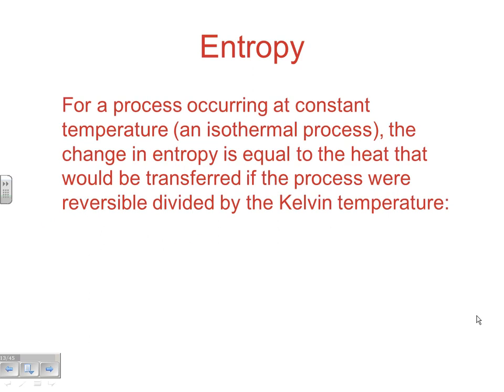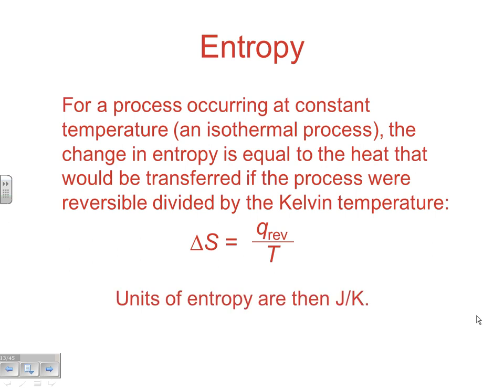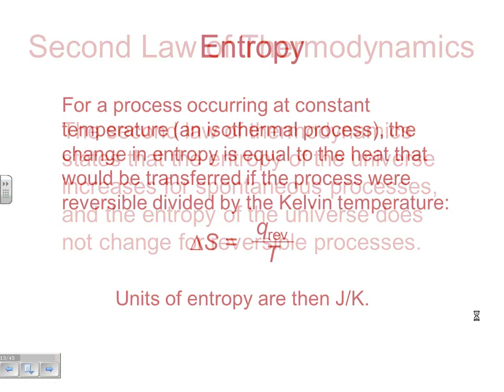For a process occurring at a constant temperature, which is known as isothermal, the change in entropy is equal to the heat that would be transferred if the process were reversed, divided by the Kelvin temperature. Remember what Clausius was looking at? He thought that the ratio of Q versus T was a significant value. Well, that's because it's related to the change in entropy. Now, units of entropy would then be joules per Kelvin. So keep that in mind. When you're dealing with delta S, you should always get joules per Kelvin.